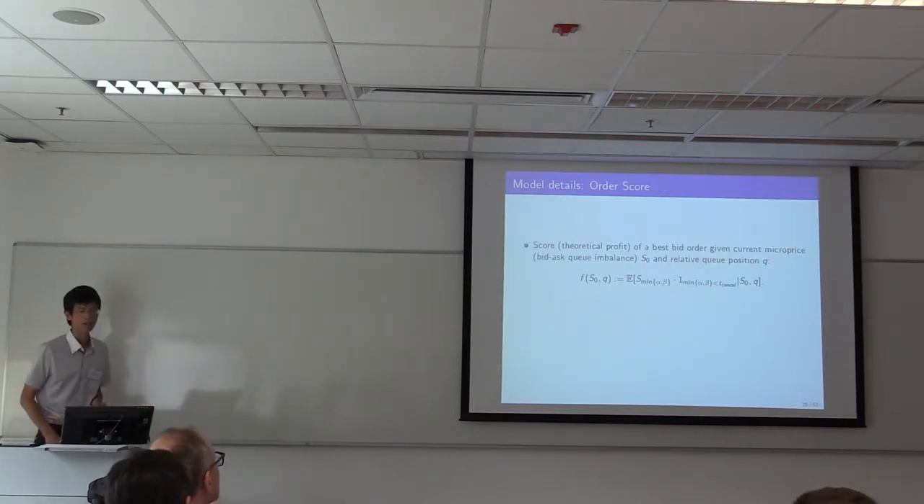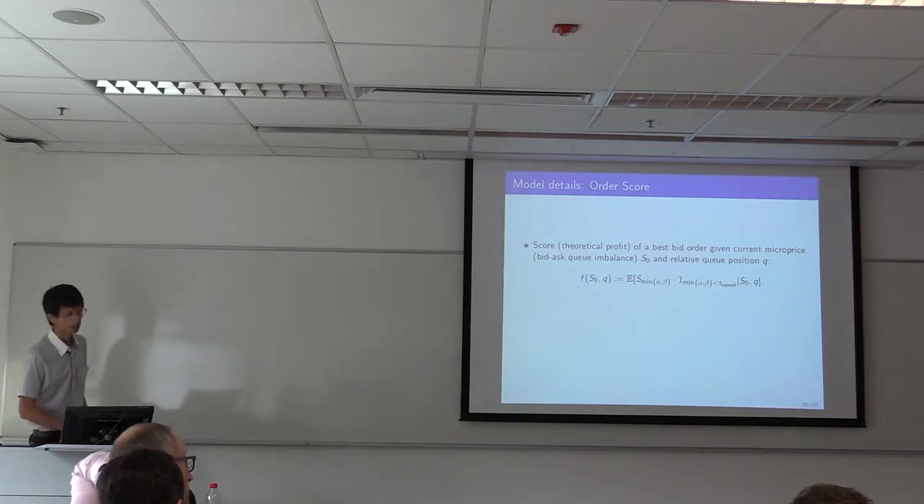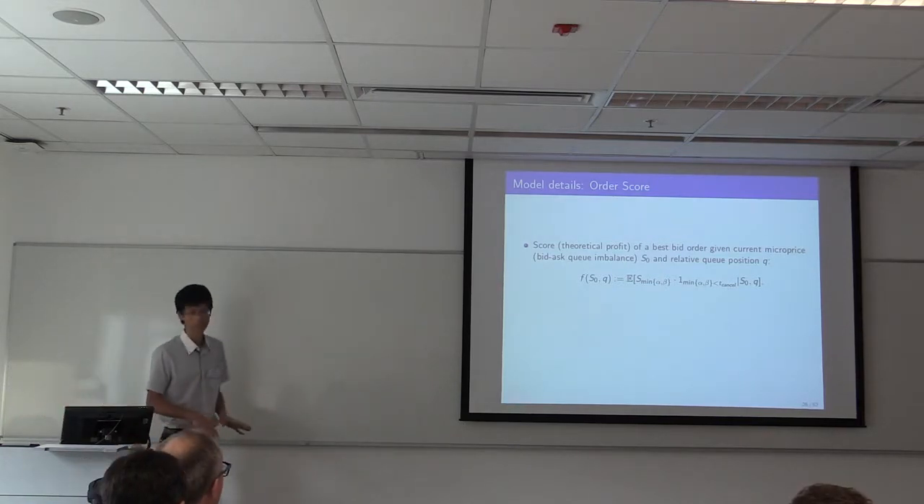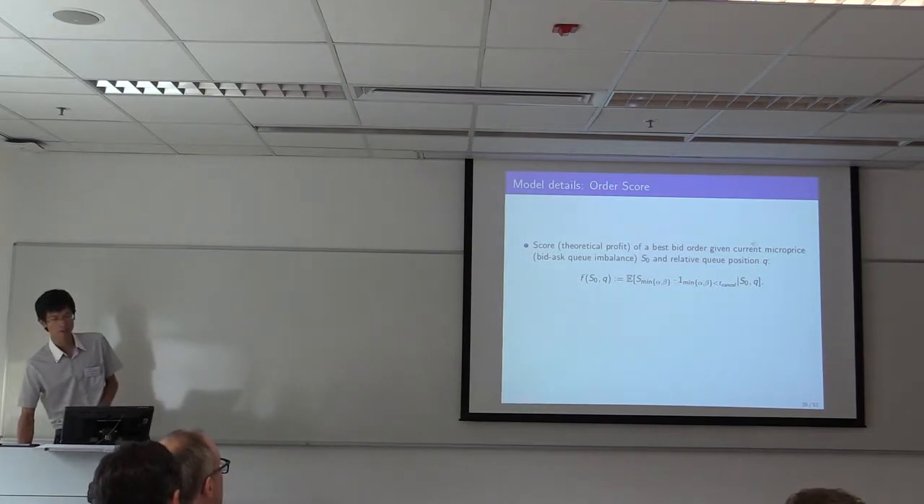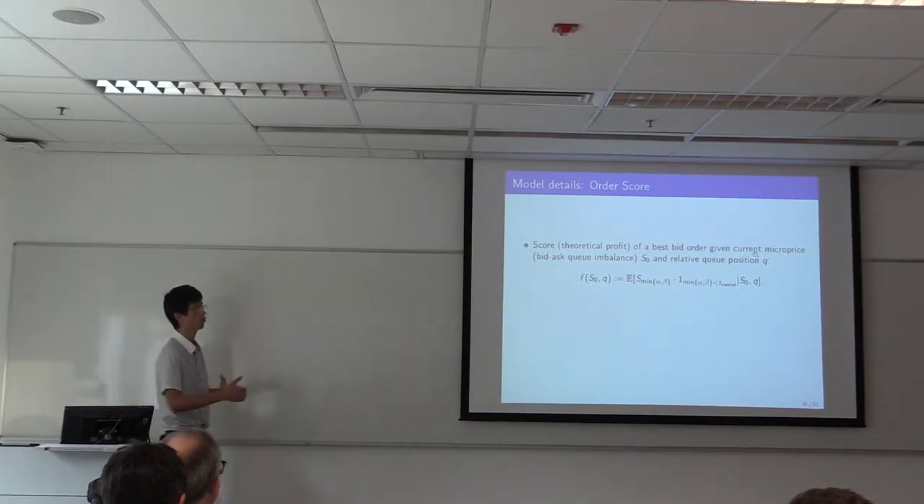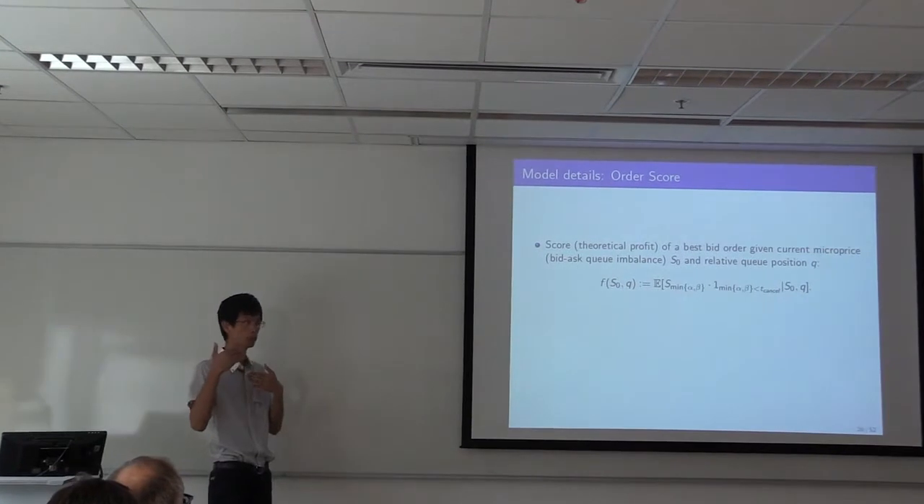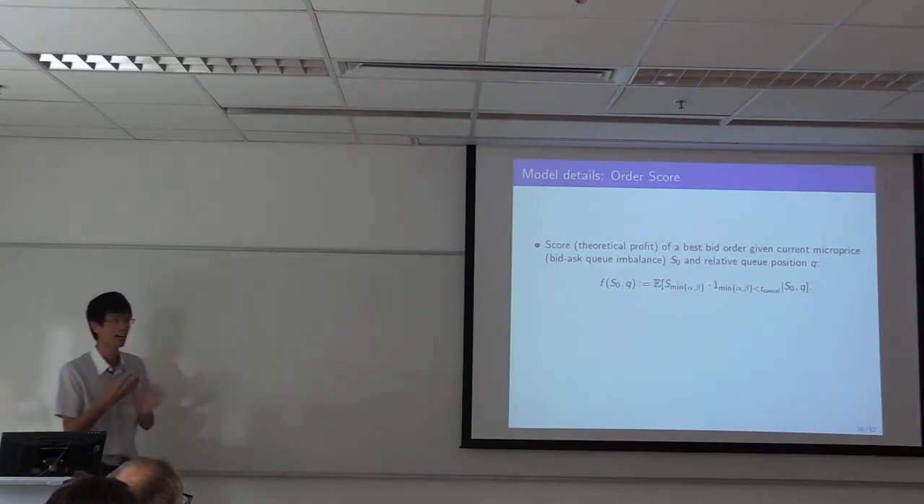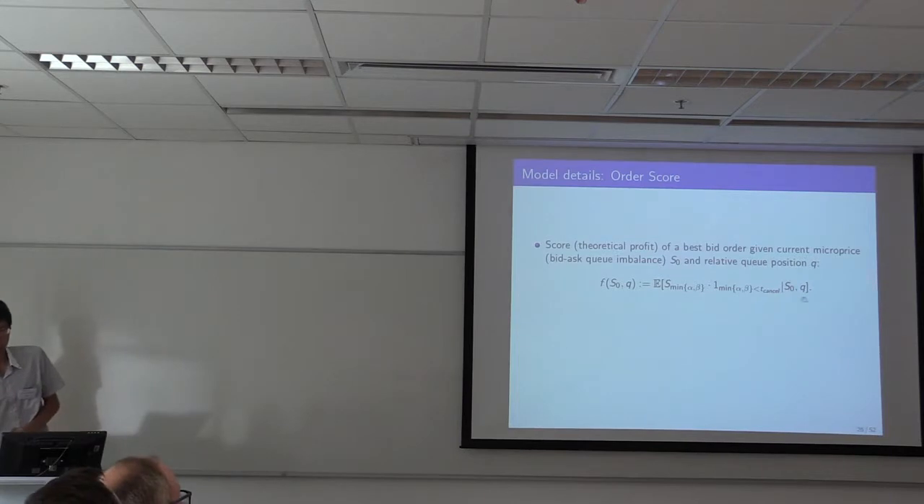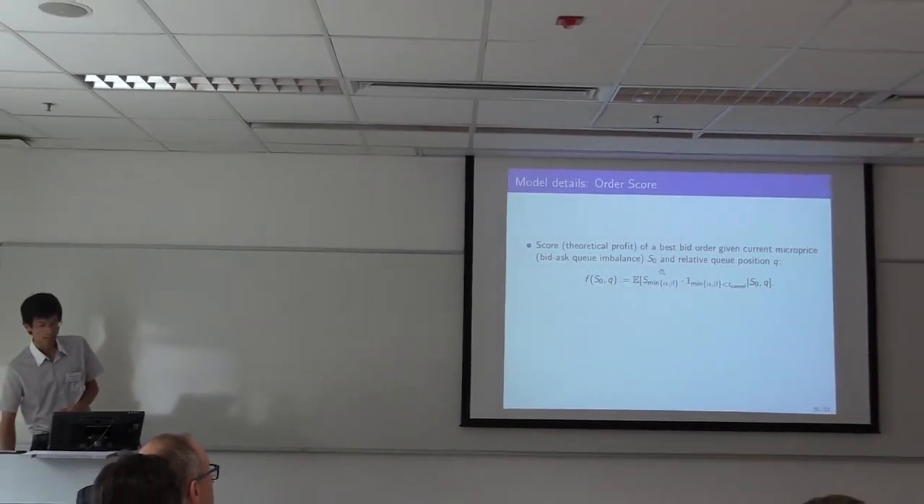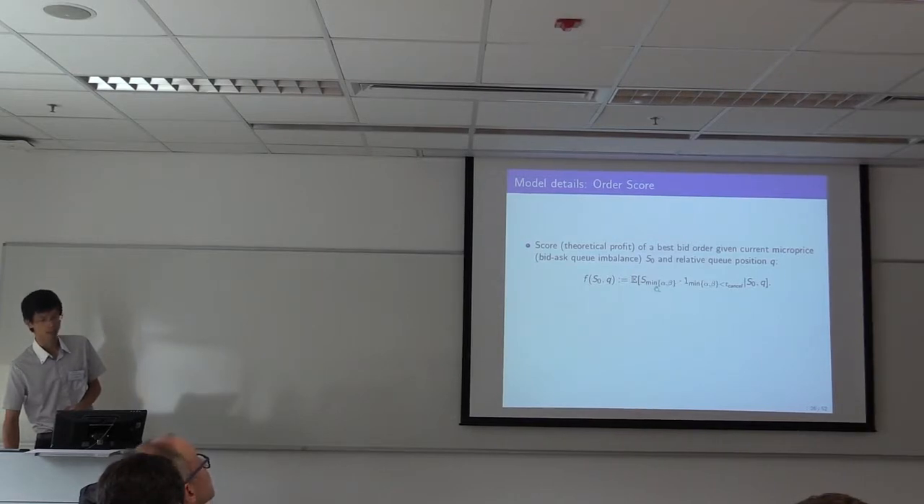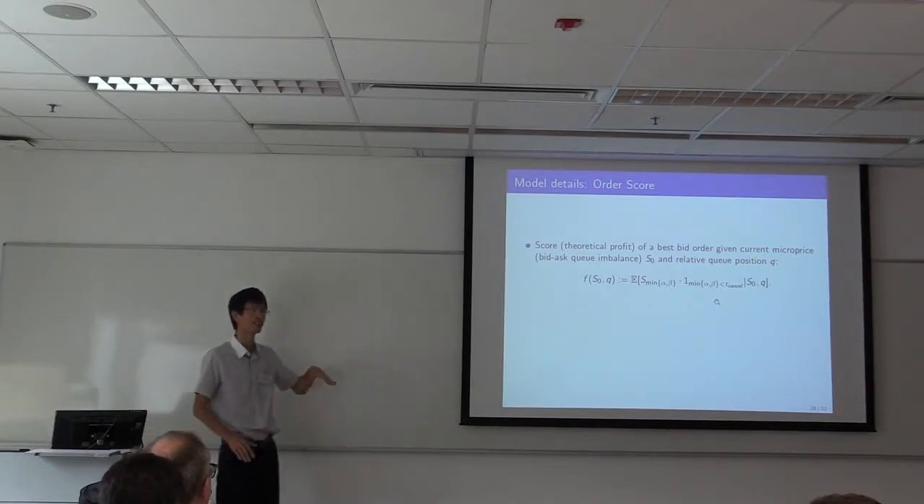Okay, then with these two key model components, we can write down the order score in our setting. We condition on the current bid-ask queue imbalance, which is equivalent to conditioning on the macroprice. If you normalize the best bid to 0 and the best ask to 1 tick, then the macroprice is just the bid-ask queue imbalance. So conditional on these two microstructure features, we compute the order score as the expectation of the macroprice at the time of fill, multiplied by this indicator function. Here, as I mentioned, I have normalized the best bid to 0.